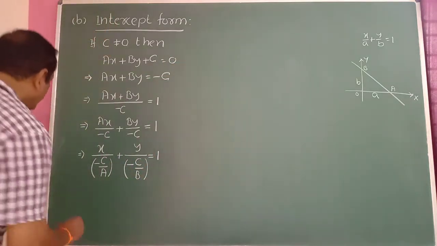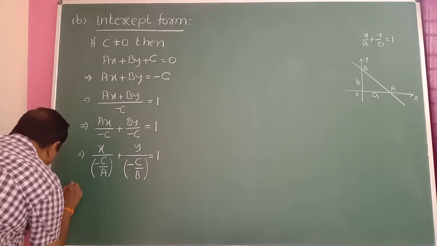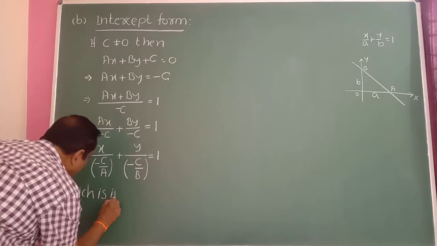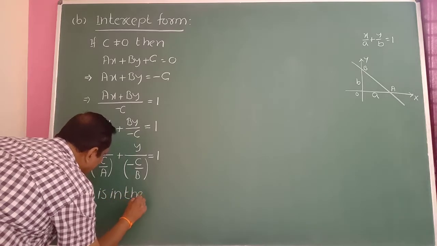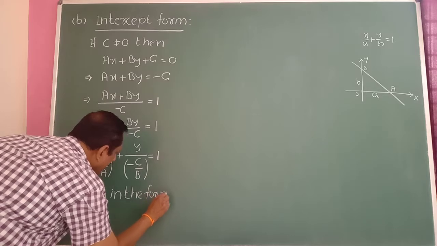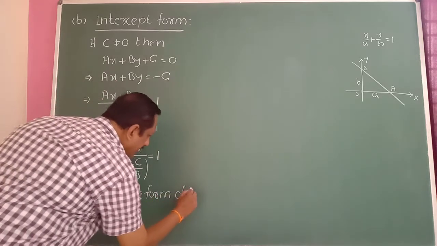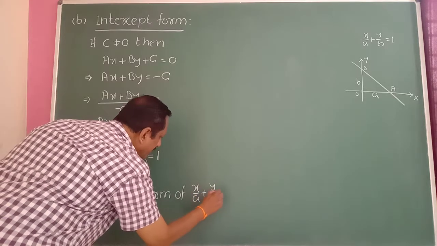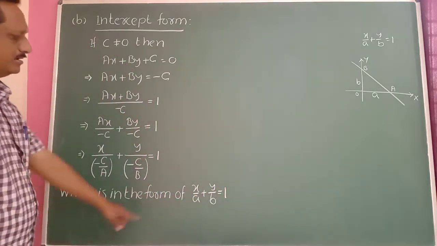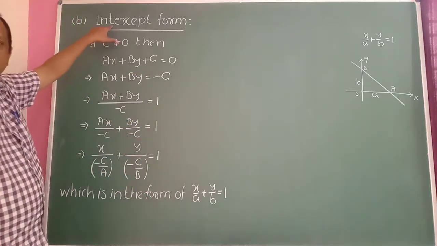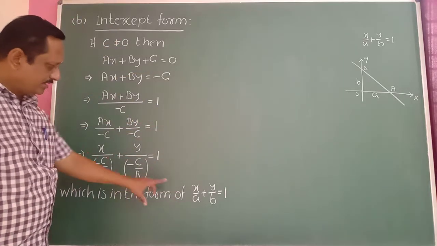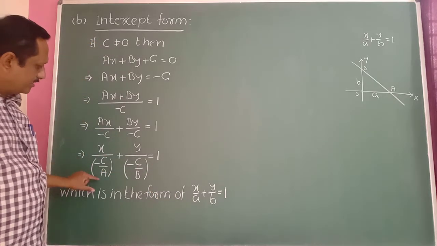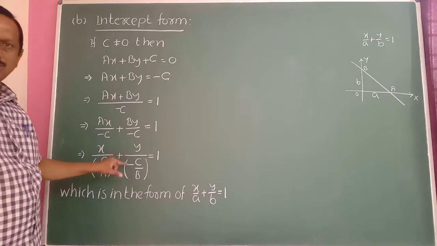Okay, so which is in the form of x divided by a plus y divided by b is equal to 1. Okay, this is what? Intercept form. Therefore, this equation is in this form. Therefore, a general equation can be written in this form. This is the x-intercept and this is the y-intercept.